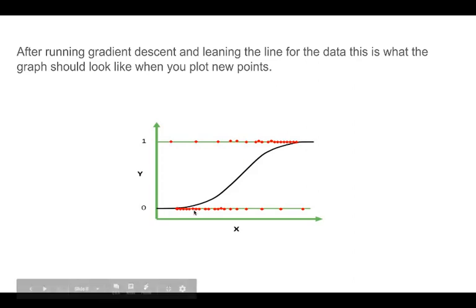This is a project that I did a year ago, but this was the ending graph for it. I have all the zeros down here, I have all the ones up here, and here was the sigmoid that I learned.